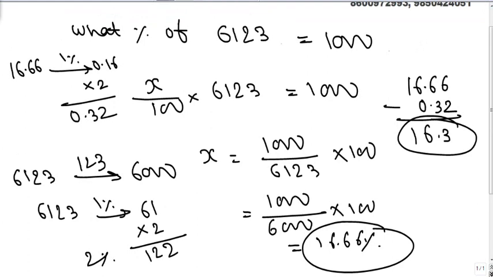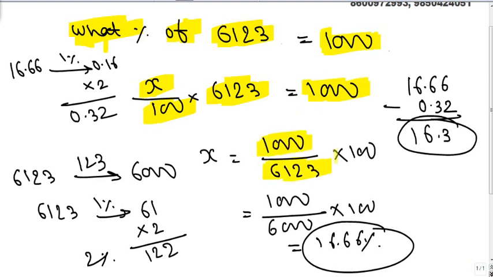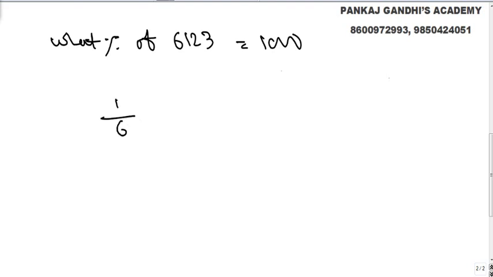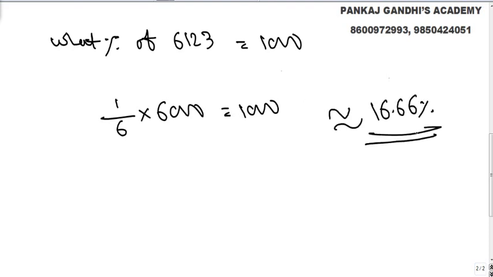I repeat quickly, the question was, what percent of 6123 is 1000? Let's say it's X percent of this. 6123 we made 6000. We have reduced it by 123. 6123's 1% is 61. 2% is 122. So nearly we have to reduce the answer also by 2%. 1% of the answer is 0.16. 2% is 0.32. Simply, when we see what percent of 6123 is 1000, we know 1/6 of 6000 is 1000. So it's close to 16.66, but accurate we have found out.